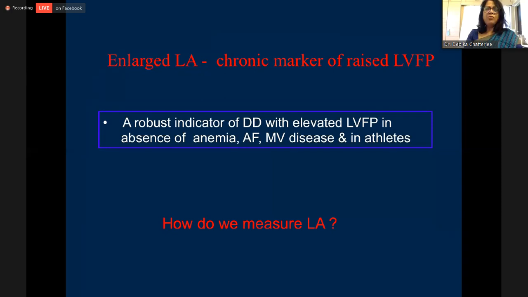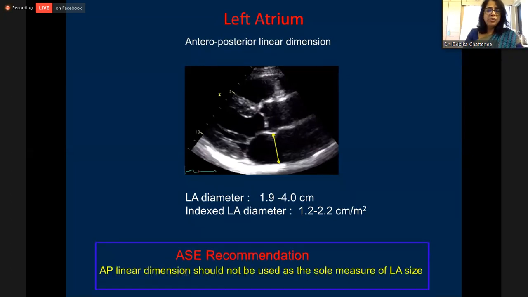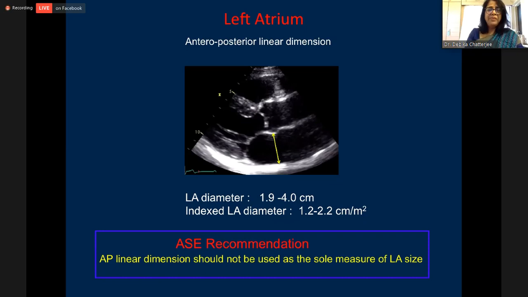Now the question is, how do we measure LA? We usually measure LA in the parasternal long axis, which is an anteroposterior diameter. Now, LA is a three-dimensional structure. It has the superior-inferior diameter or medial-to-lateral diameter other than the anteroposterior diameter. It may so happen that the anteroposterior diameter is normal, but the LA is increasing in the lateral-to-medial direction or superior-to-inferior direction. So as per the latest ASE recommendation, the anteroposterior linear dimension should not be used as the sole measure of LA size.